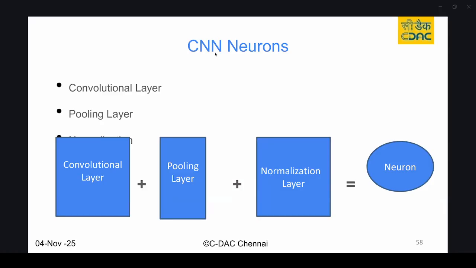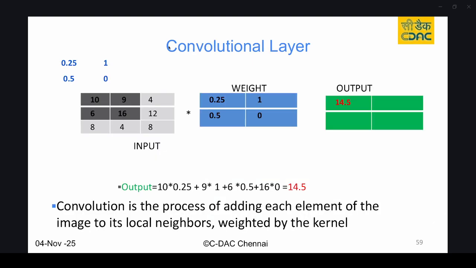So, a convolutional neural network is just like an artificial neural network, but here a single neuron in a convolutional neural network has a convolution layer, pooling layer, and normalization layer. In fact, a combination of convolution layer plus pooling layer plus normalization layer becomes a single neuron. So if you have an input image of 3 cross 3 matrix, the weights will actually be in the form of a matrix.